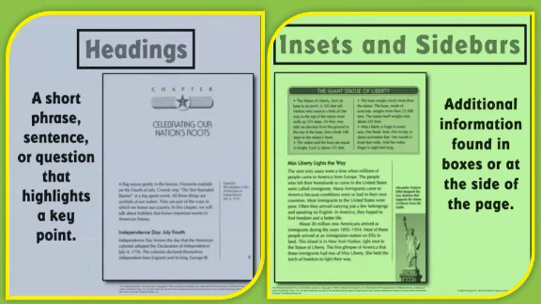So let's move to the other, the insets and sidebars. This is additional information that we find in boxes or at the side of the page. We have an excellent example: if you go to your social studies book, we always find additional information at the side of every page. Extra information in the book that enriches the topic.